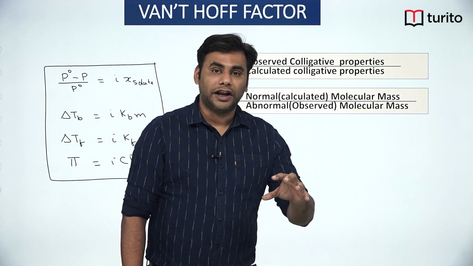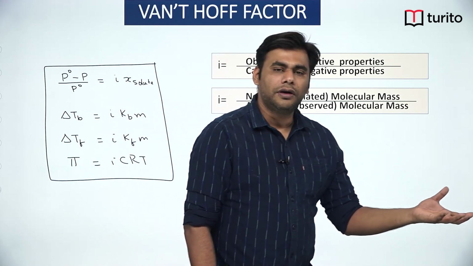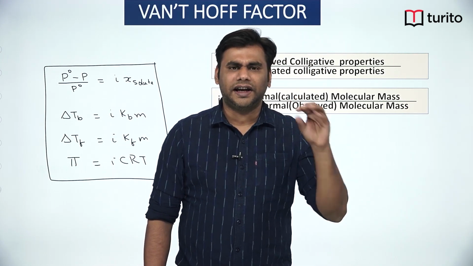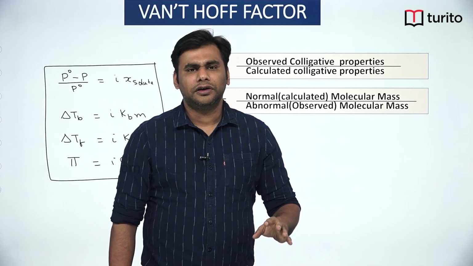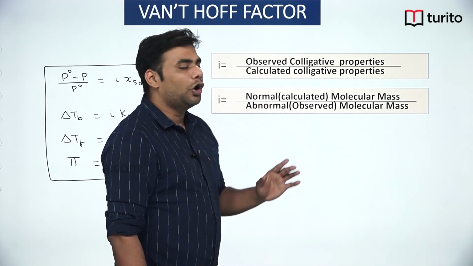So this is your experimental molar mass, because this is what you are getting from your experiments. What we are expecting is that we are mixing acetic acid in a solution, so we know its molar mass, and that is our theoretical molar mass or the normal molar mass.